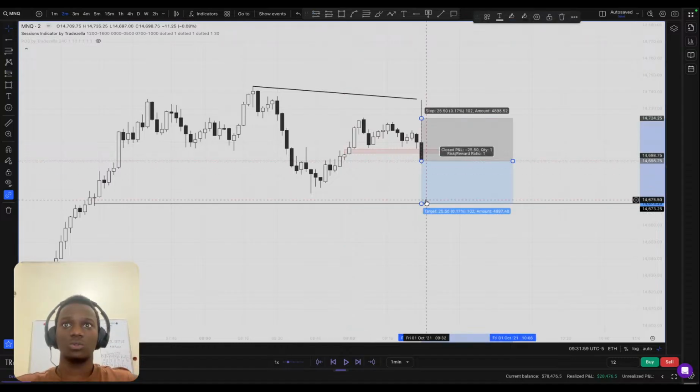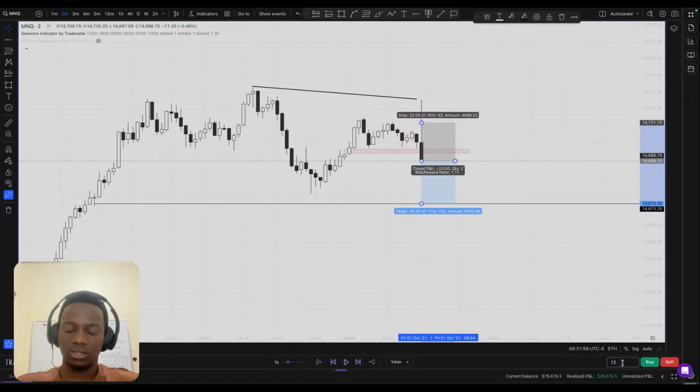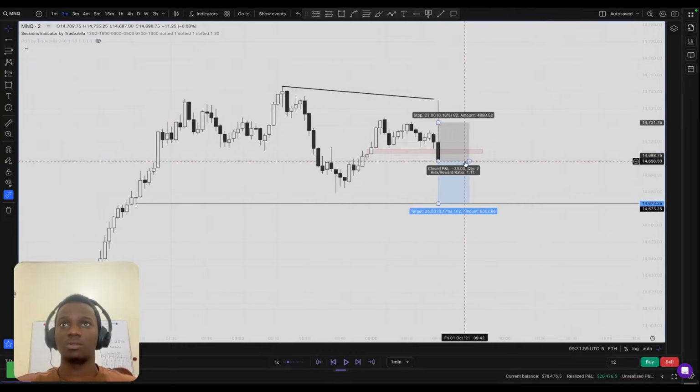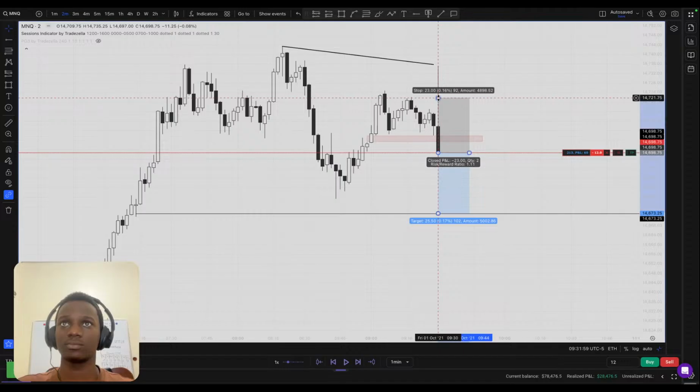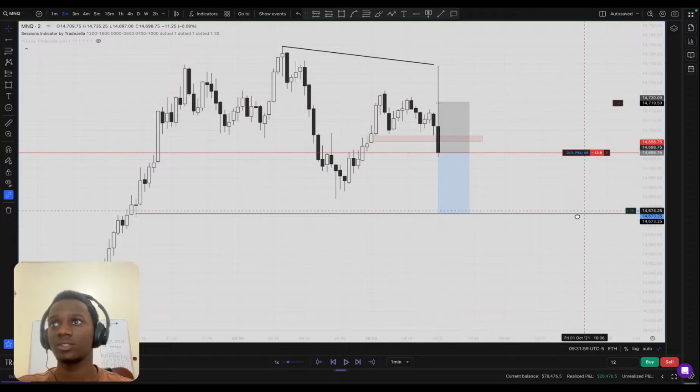So one-to-one shorts, I believe this will be like some one-to-one shorts for around, I think 12 would be okay, to this low. And take profit at this low.